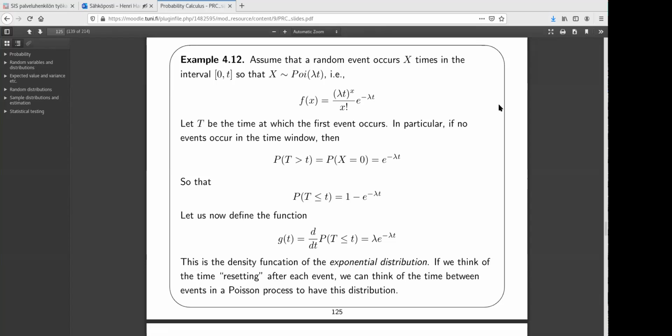Here's another example. Assume that this random event occurs X times in the interval 0 to T, so that this X has the Poisson distribution, lambda T. So lambda T means, when T is 1, then this event occurs X times and X follows the Poisson distribution with lambda. But when we take another T, an interval from 0 to T, then it's T times lambda, obviously.